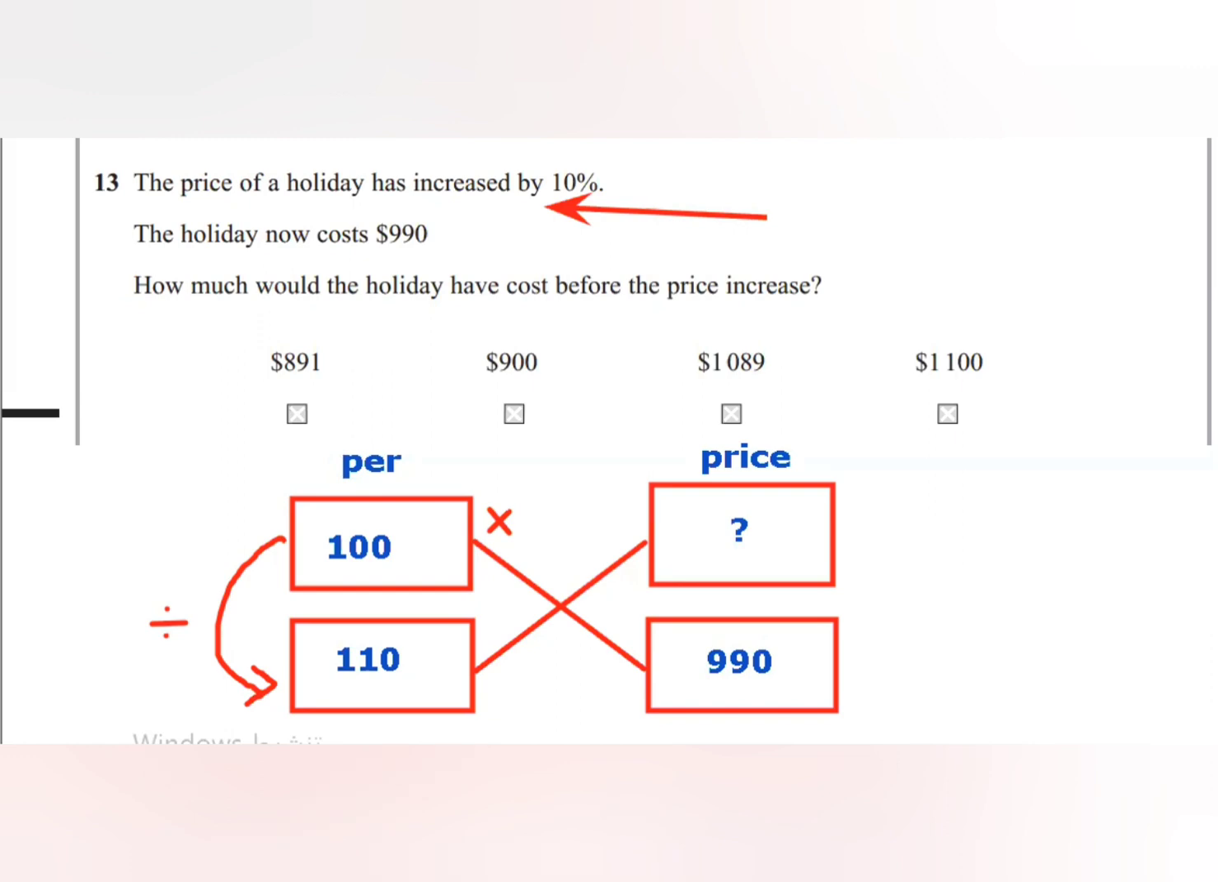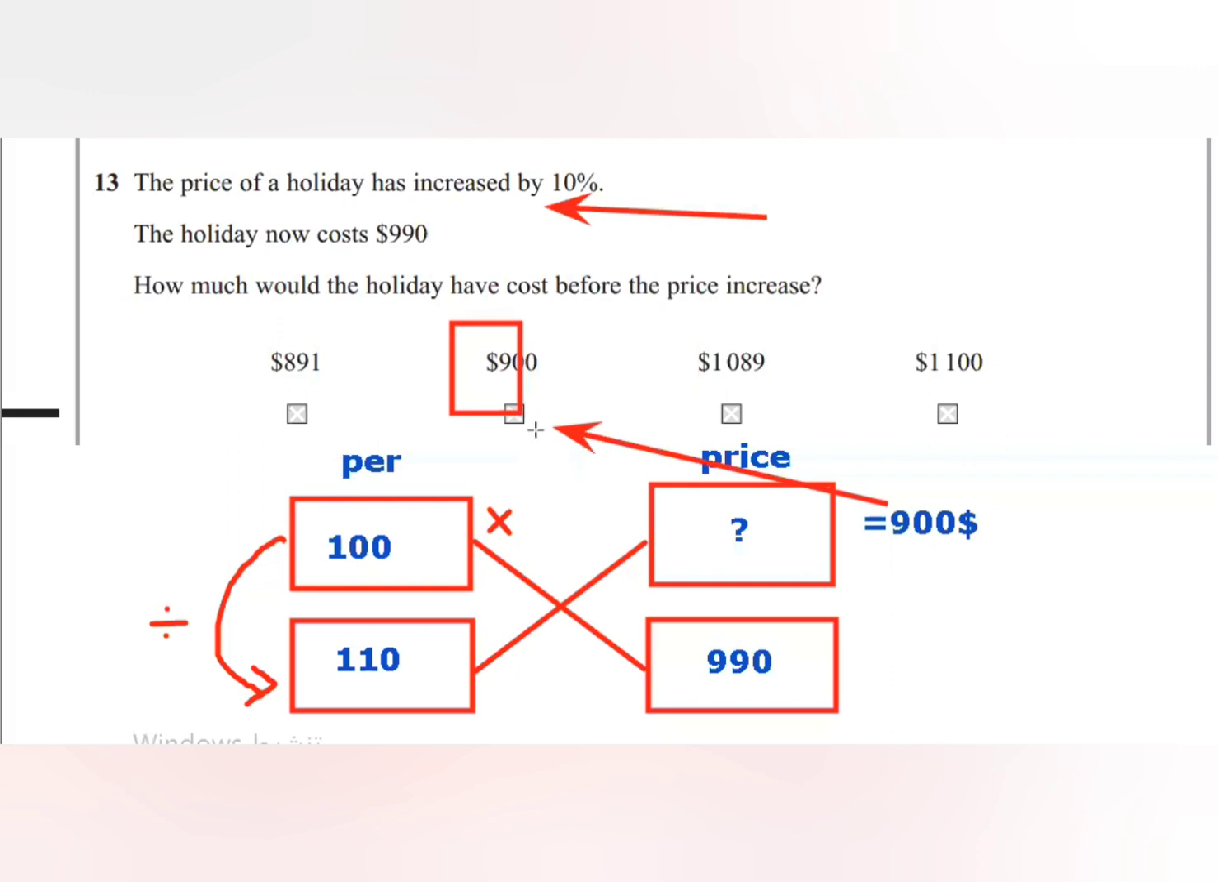Now, let's use the method to answer the question. First, we multiply 990 multiplied by 100, and then divided by 110. And the answer will be, very good, $900. And this is the answer for this question. $900. See here.